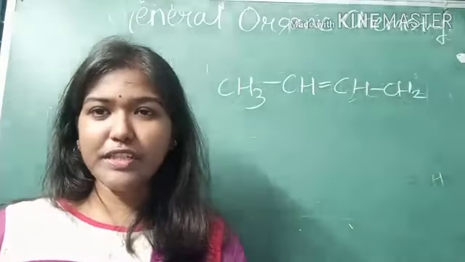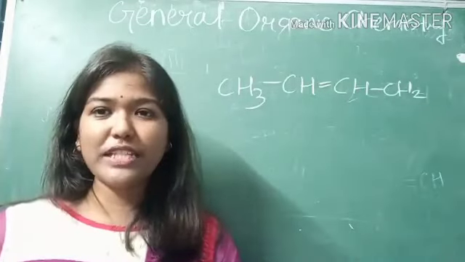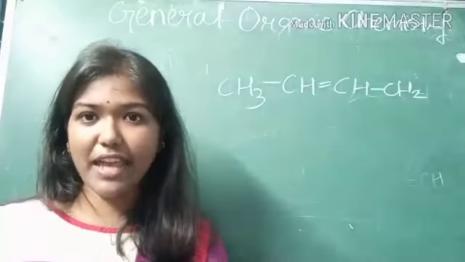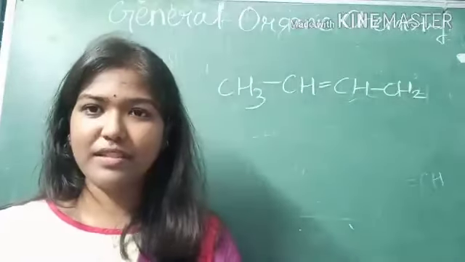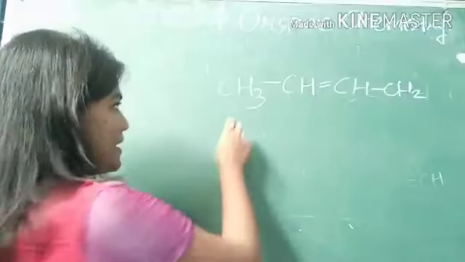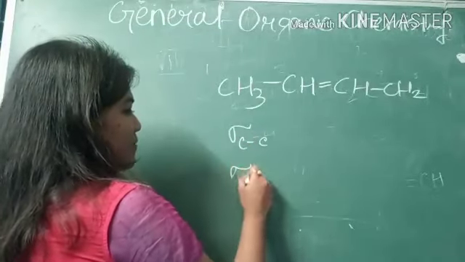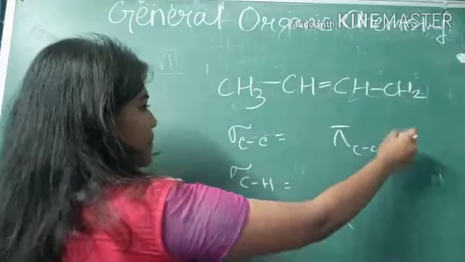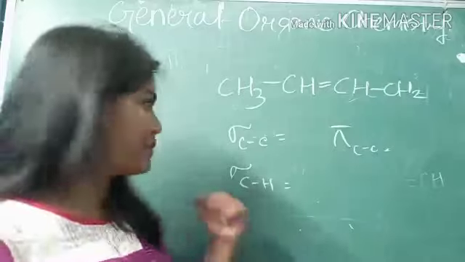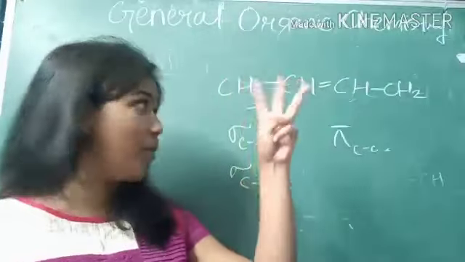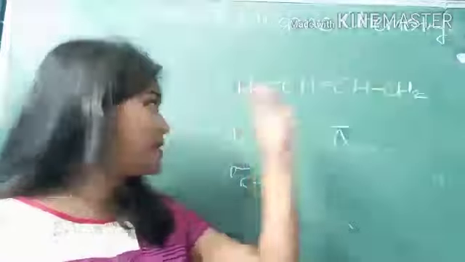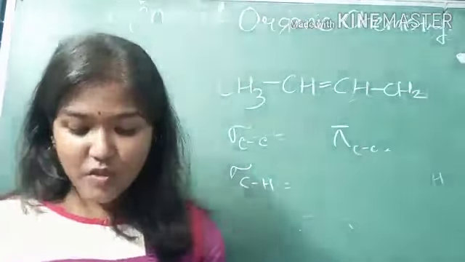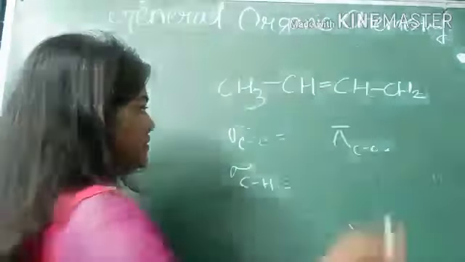Okay, we have already written the question. So here also we will do it in the same way. First we'll write sigma CC bond, sigma CH bond and pi CC bonds, and then we will start the counting. Let's count. 3 hydrogens, 3 sigma bonds. 1 hydrogen, 4 sigma bonds. 1 more, 5. Remaining 2, 6, 7. So 7 sigma CH bonds are there.